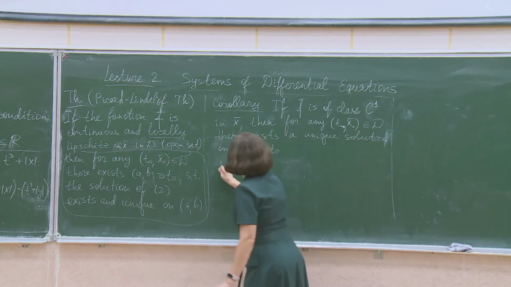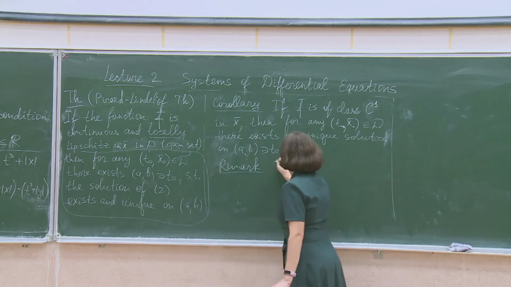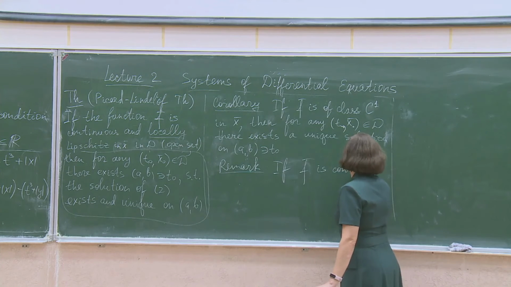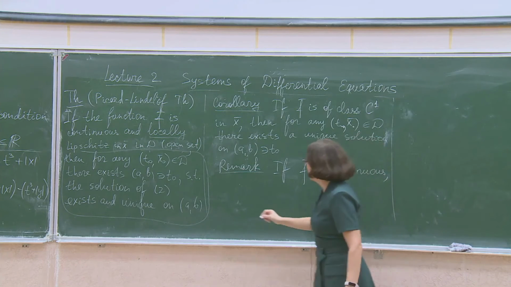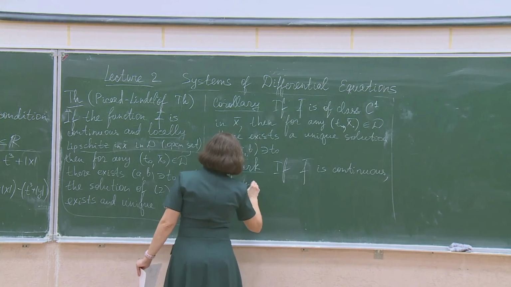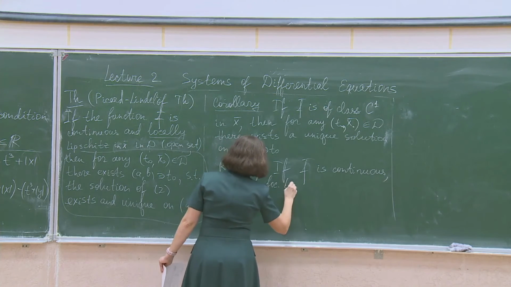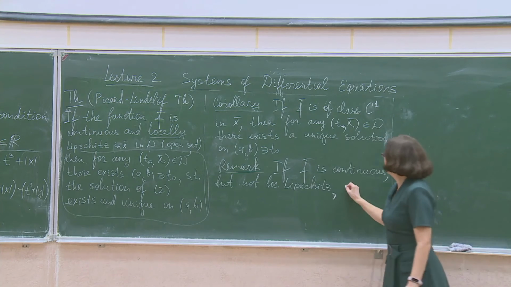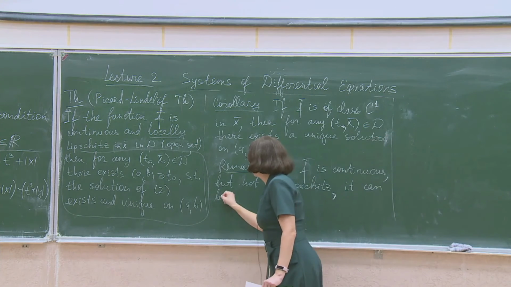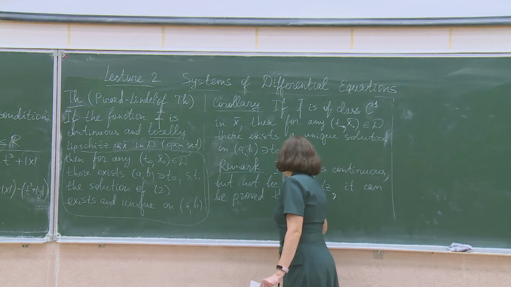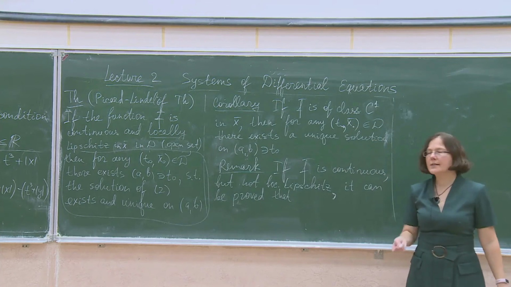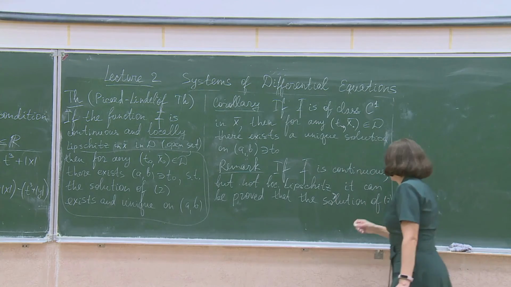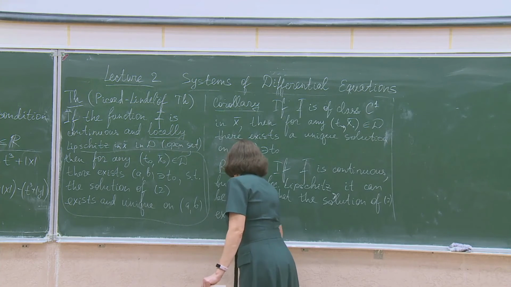Okay, so remark. If our function is continuous but not locally Lipschitz, it can be proved that the solution of the initial value problem exists, but need not be unique.